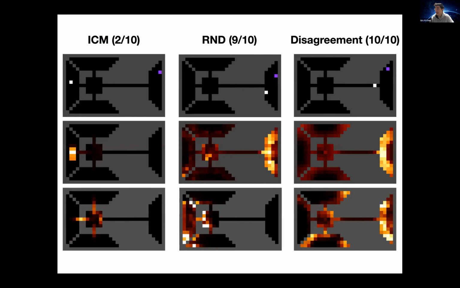Lastly, we looked at this long corridor environment where we want to see, does an exploration algorithm have the patience to get through this long corridor and not saturate the intrinsic reward? So here we saw, 2 out of 10 seeds succeed for ICM versus 9 out of 10 or 10 out of 10 seeds successfully find the right room object for R&D and disagreement. So that's maybe another axis of comparison among these methods.